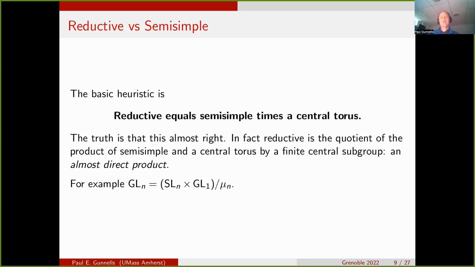So the truth is that any reductive group is almost a product. In fact, it's called an almost direct product. You take a semi-simple group and a central torus, and they are allowed to intersect in some finite central subgroup. And then you take the quotient by that. So for example, for GLN, you can take SLN and then just take GL1. So here I'm thinking about those are the scalar matrices. And the intersection of that GL1 with SLN: SLN does have a center, and that center is mu_n. So we have to divide out by that. Otherwise, we're going to have something too big.